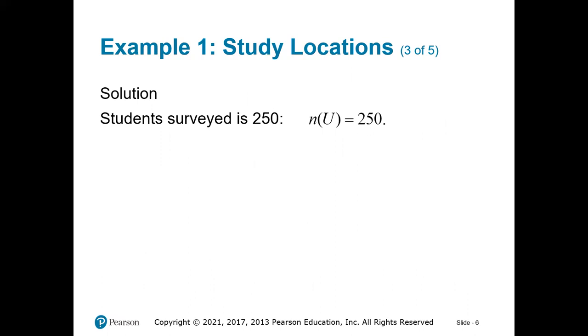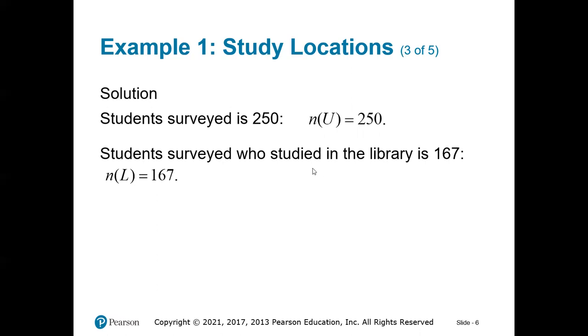When you read the word problem, there's nothing that suggests that we need to find out their names or where they live. We are just looking for the number of people who studied in the cafeteria, not the library, and vice versa, or how many people studied outside of these two locations. So the cardinality of the universal set is 250. Now, the cardinality of people who study in the library is 167, because it says verbatim that there are 167 people studying in the library.